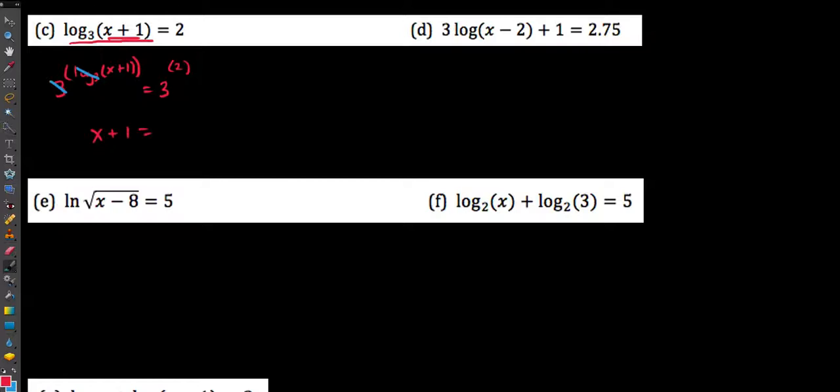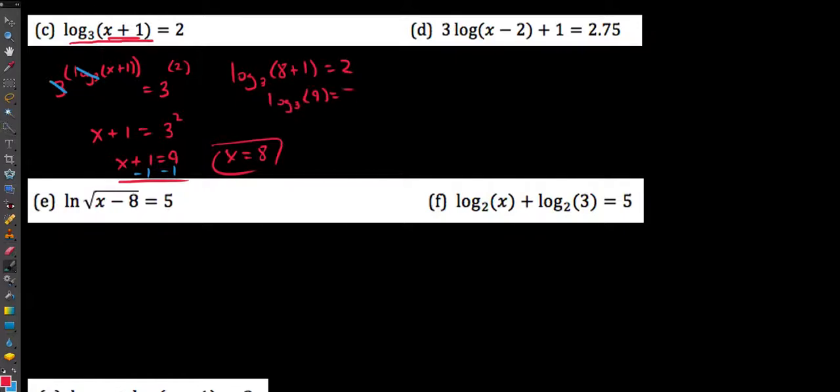So we get x plus 1 equals 3 squared, or in this case, I'm going to go ahead and evaluate that because it's a reasonable number, and then I'm going to subtract my 1 from both sides. I get x equals 8. And so really quickly here, if I were to check this out, I get log base 3 of 8 plus 1 equals 2. Or in other words, log base 3 of 9 equals 2. That actually works because, rewriting this in exponential form, we get 3 squared equals 9.